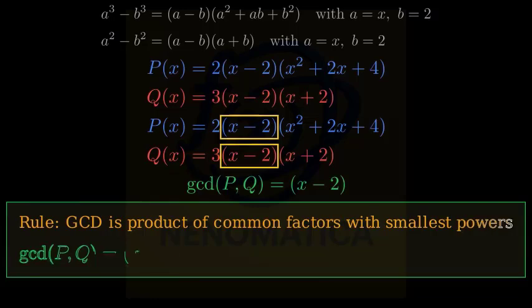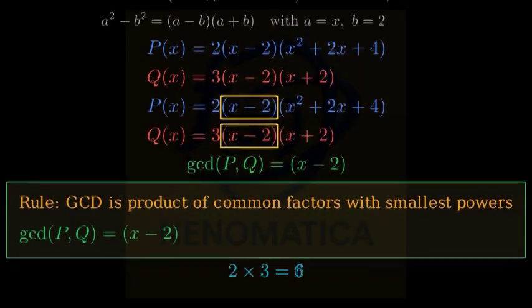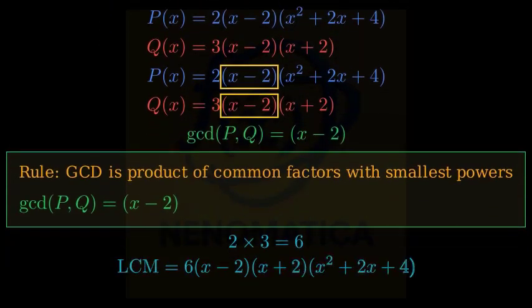Step 3. The least common multiple is the product of all distinct factors with the highest powers. Include the numeric coefficients as well. 2 times 3 equals 6. So the least common multiple equals 6 times x minus 2 times x plus 2 times x squared plus 2x plus 4. Here are the final answers.